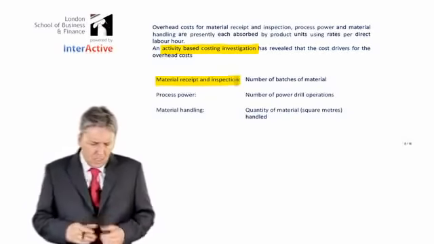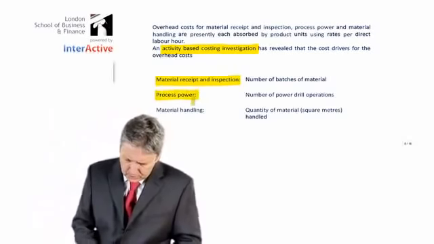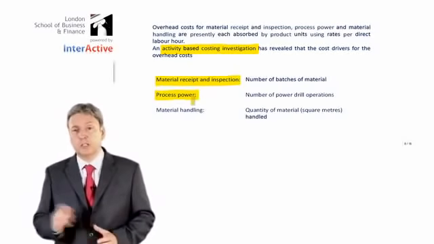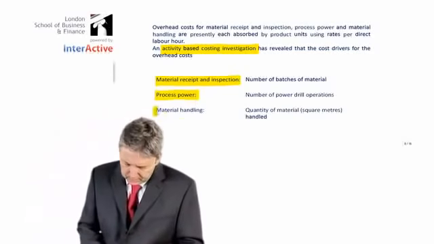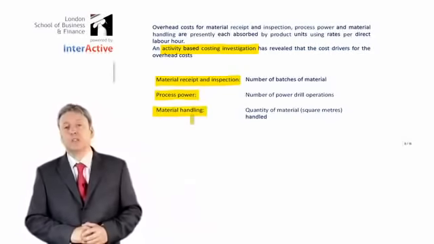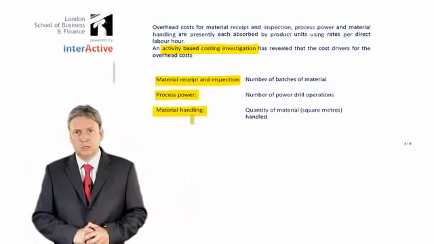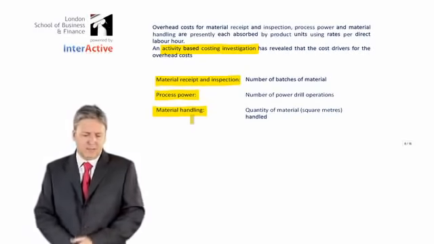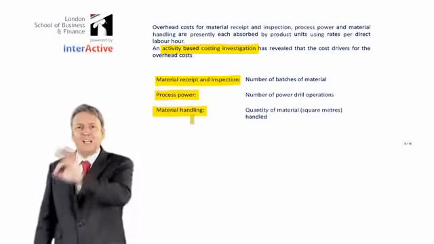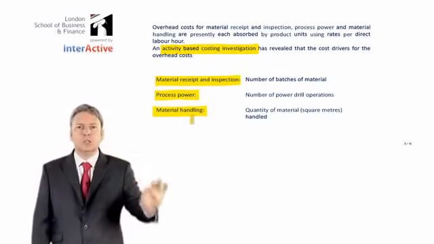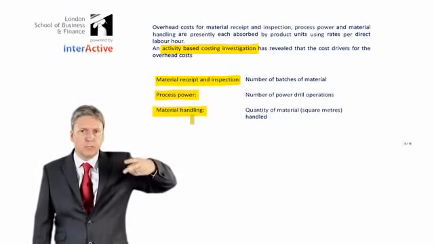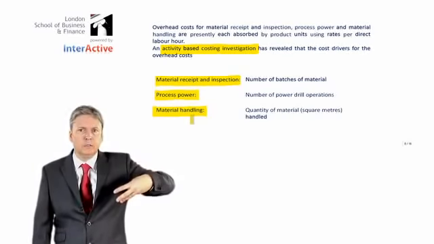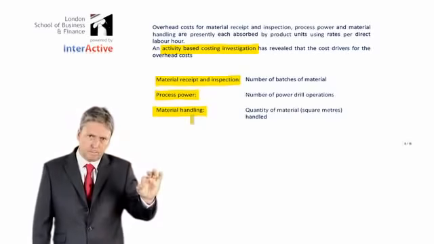Process power is driven by the number of power drill operations. More operations, more cost. And material handling is the quantity of material in square meters handled. Because we have this sort of information, we can accurately link the overheads from the individual cost pools, material receipt and inspection, process power and material handling, to the product.